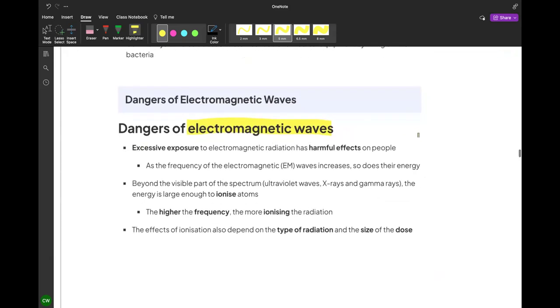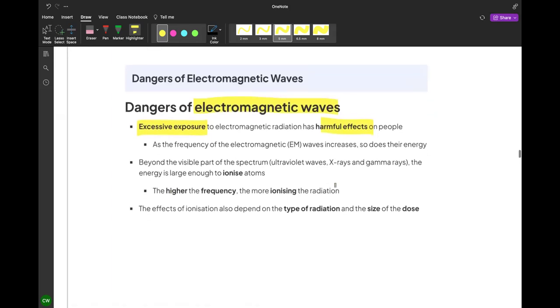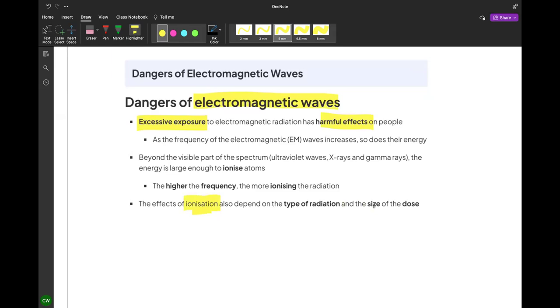How dangerous is this thing? So we need to make sure we cannot be exposed too much to this. Too much exposure is harmful. If you are overexposed, gamma ray is dangerous, because it will cause gene mutation, mutation of healthy cells. This is due to ionization. That's why it's dangerous. If its frequency is very high, it is ionizing.